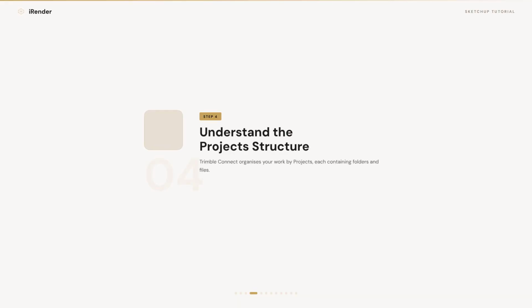Step 4. Understand the project structure. Trimble Connect organizes everything around projects. Each project is like a container that holds all of your folders and files for a particular job. Inside a project, you can create folders for different disciplines: architecture, structural, MEP, whatever makes sense for your workflow. A good rule of thumb: create one Connect project per real-world job. This keeps things clean and easy to navigate.